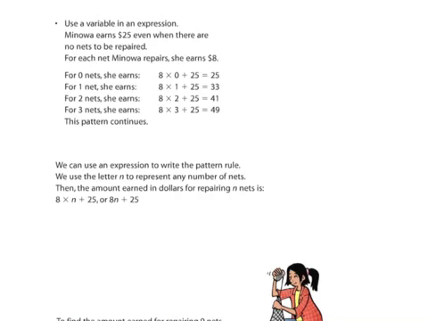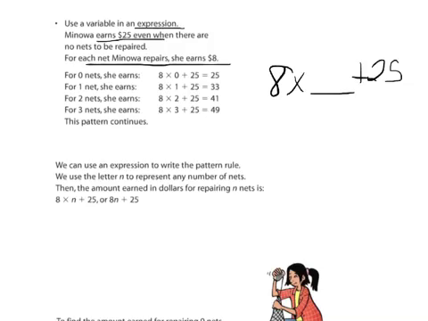Now we could use an expression with a variable to show this rule. We know she earns $25 even if there are no nets repaired, and for each net she earns $8. So 8 times the number of nets that she repairs plus the 25 she gets for the day would be how we would express this rule. 8 times a letter plus 25. Now when we choose our letter, we want to be careful that we don't choose a letter that is going to look like a number. So choosing letters like O or S or T or X are not great choices because X looks like the multiplication sign, T can look like the plus sign, S can look like a 2, and so on.